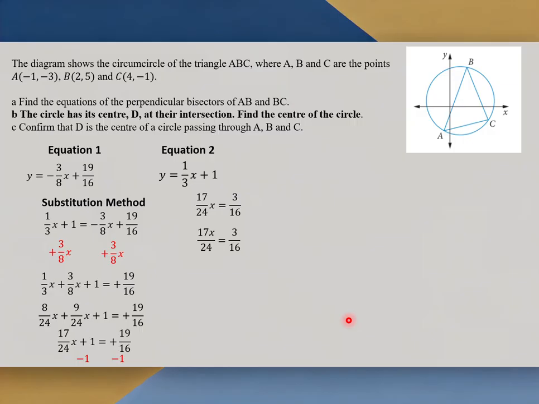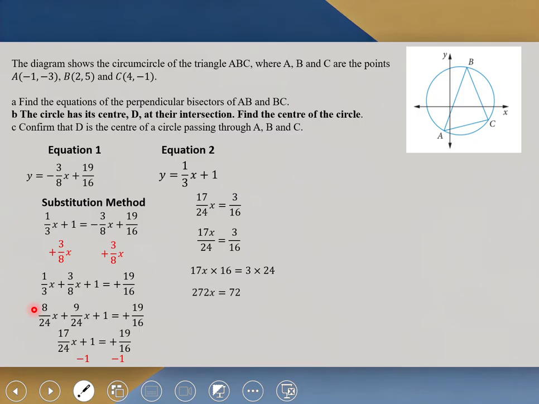Now the next step is I want to get rid of my fractions. So I'm going to times both sides by 24, and that will cancel this out, and I'll times both sides by 16, and I'll cancel this out. So I've just rewritten it as this. 17 times 16 is 272, and 3 times 24 is 72. So it gives me 272x is equal to 72. To get x by itself, I divide by 272, and I can simplify this by putting it into the calculator, and it gave me 9 out of 34.